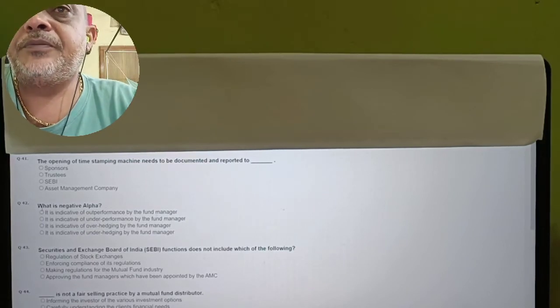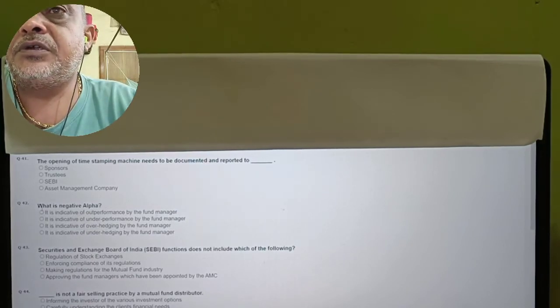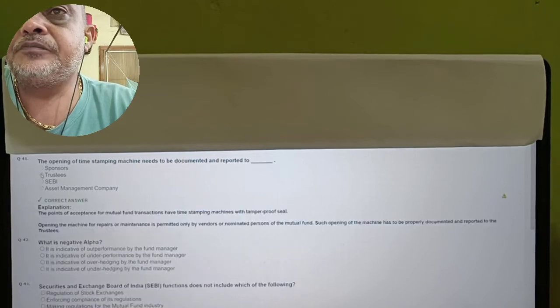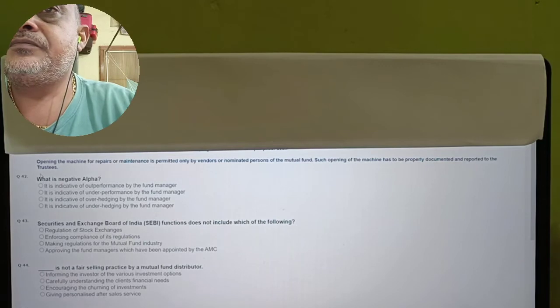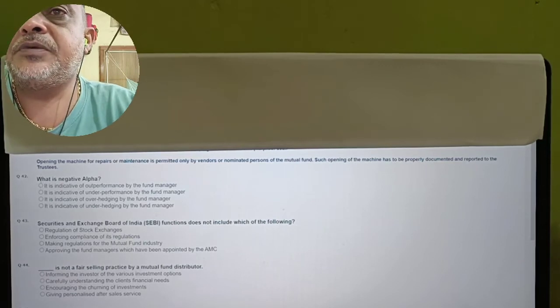The opening of time stamping machine needs to be documented and reported to trustees. What does negative alpha mean? It indicates underperformance by the fund manager.